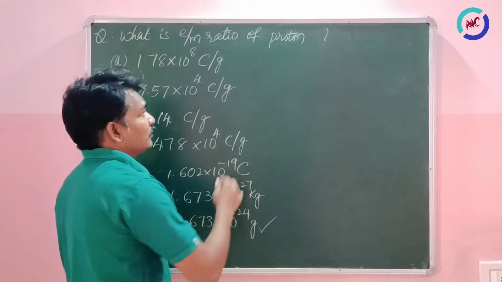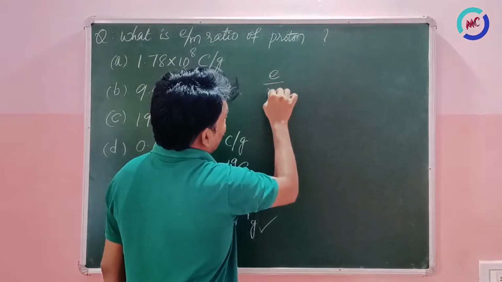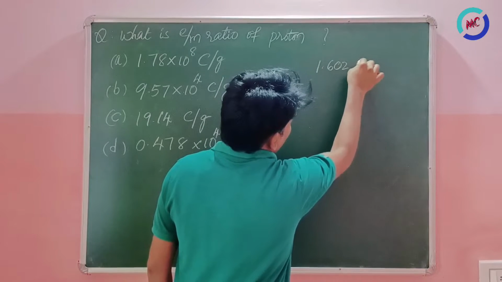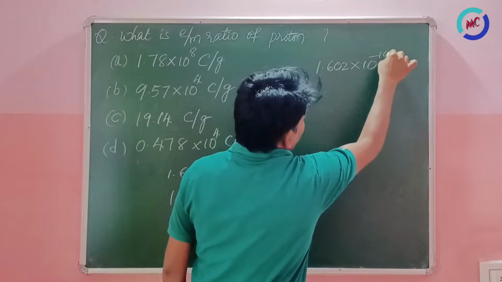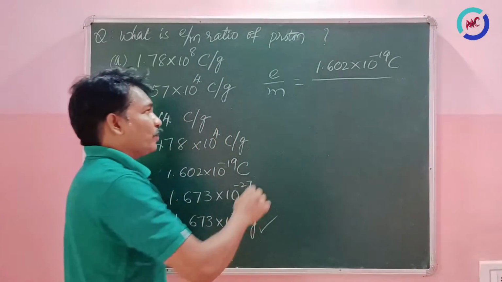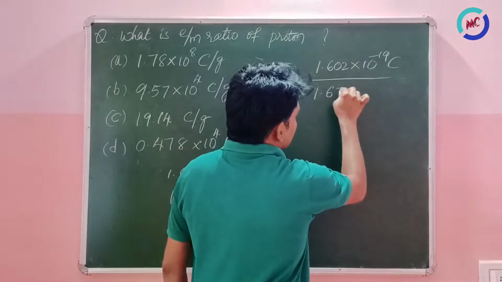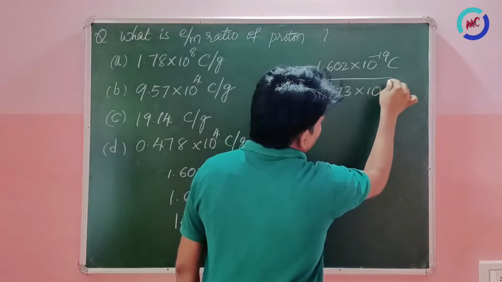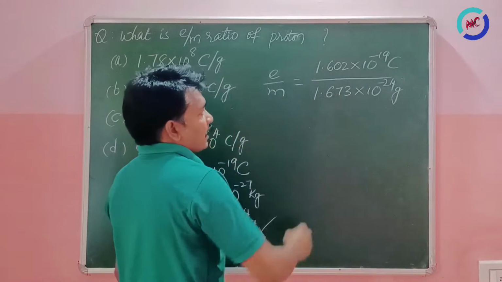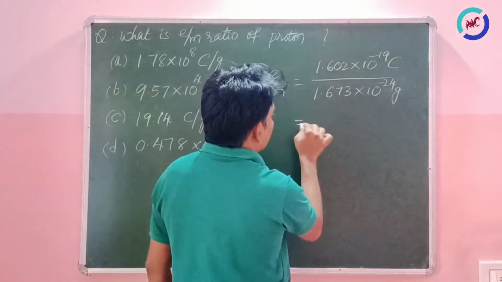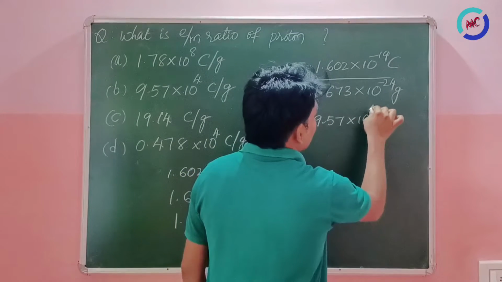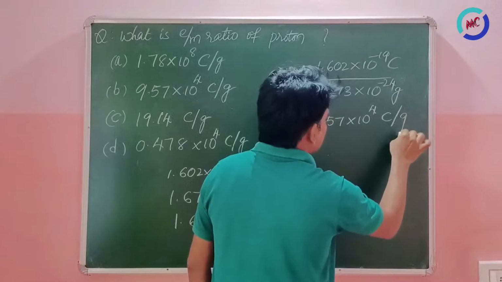Let us substitute the values. The E by M ratio of proton is equal to, what is the charge of proton? 1.602 into 10 to the power of minus 19 coulombs by mass in grams, that is 1.673 into 10 to the power of minus 24 grams. After simplifying these things, we will get 9.57 into 10 to the power of 4 coulombs per gram.